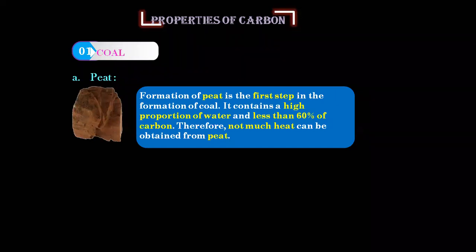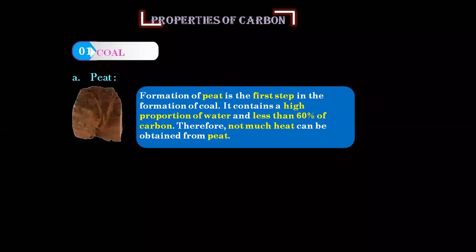When I have more than 90% of carbon, that is when I'm going to get a large amount of heat from that type of coal. Is it clear, everyone? Repeat after me. The first one, peat. Formation of peat is the first step in the formation of coal. It contains a high proportion of water and less than 60% of carbon. So not much heat can be obtained from peat. What you need to know mainly under peat is that only less than 60% of carbon is there. It can be asked in objectives, so this is an important statement.